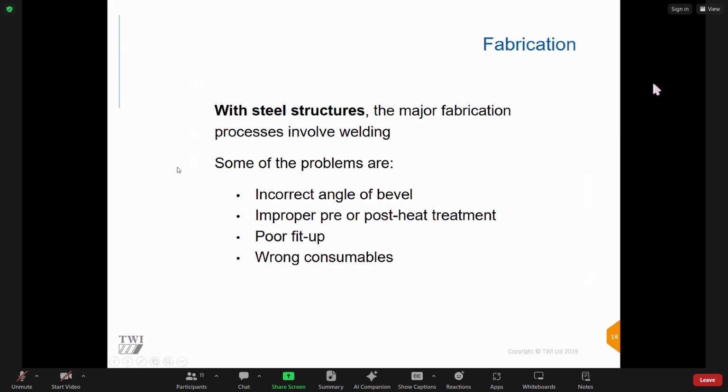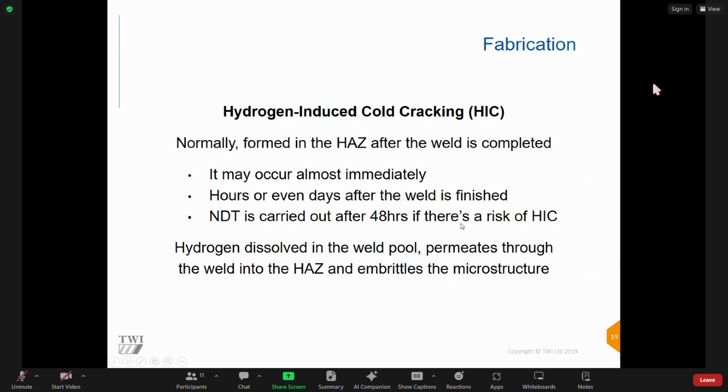So steel structures, major fabrication process involves welding. Some of the problems are associated. So again, in the fabrication process, so incorrect angle of bevel, improper pre or post heat treatment, poor fit up, and wrong welding consumables. So most of this won't be evident in service. Okay, not to worry too much about it. Hydrogen-induced cold cracking. Again, we'll go through this, but don't worry about it.